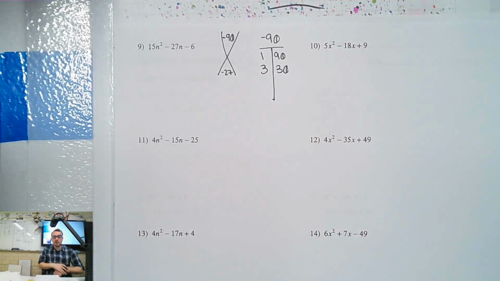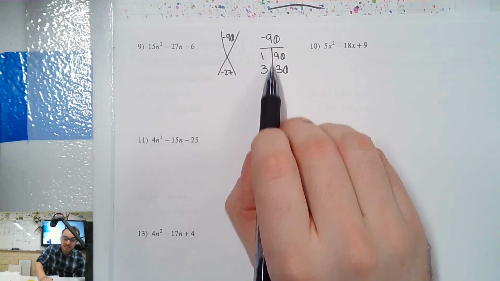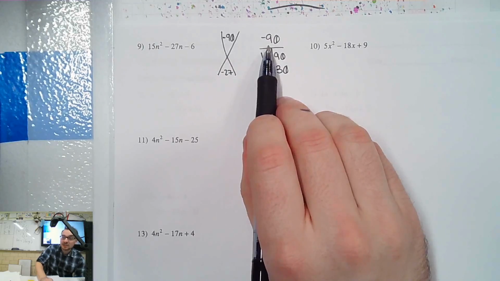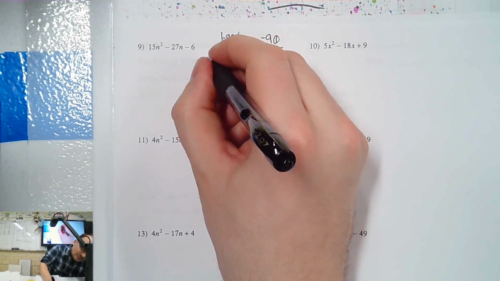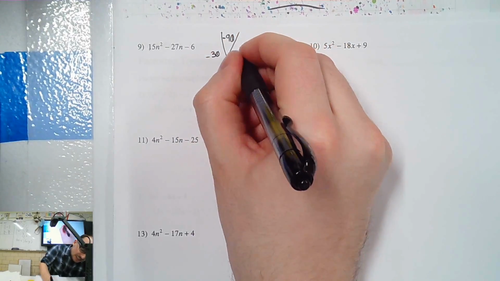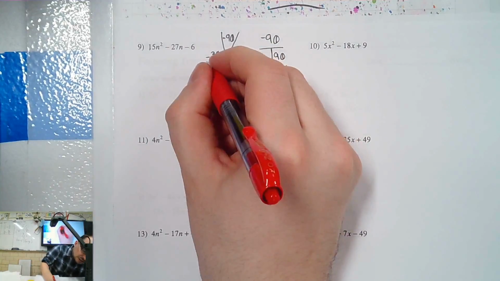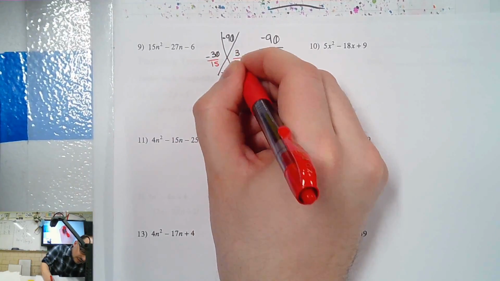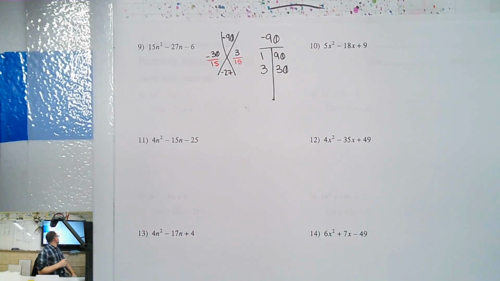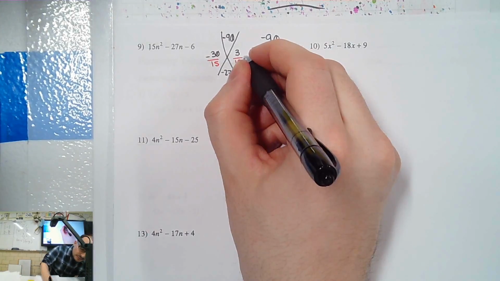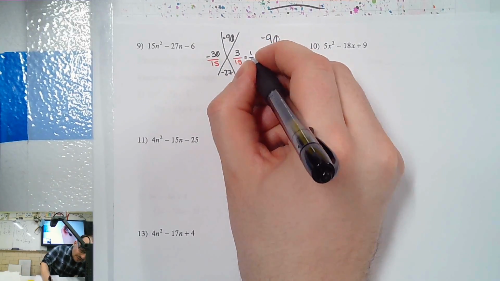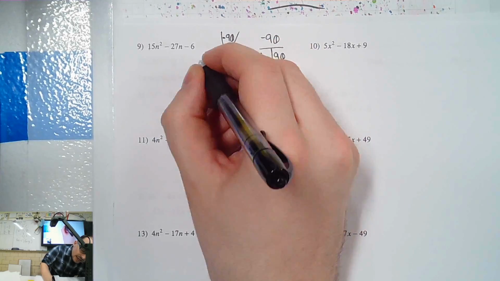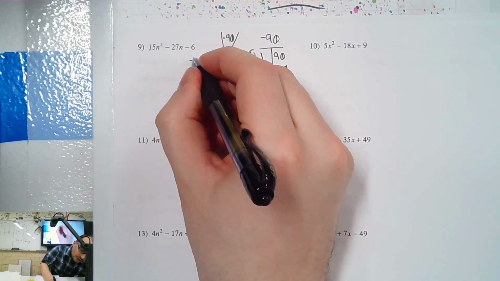Now, the question is, which signs are we going to use? One of them has to be negative, one has to be positive, so we get a negative answer when we multiply. Negative 30, positive 3. And we divide by A, which is 15. Can both be reduced? 1 over 5 and negative 2 over 1, right?